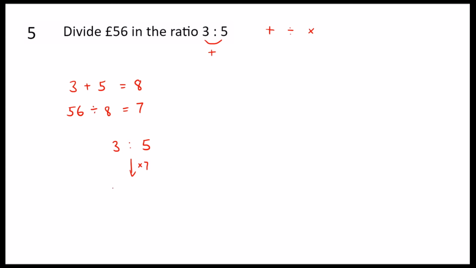That means 3 lots of 7 is 21, meaning the first person is going to get £21, and 5 times by 7 is 35. That means the second person is going to get £35.